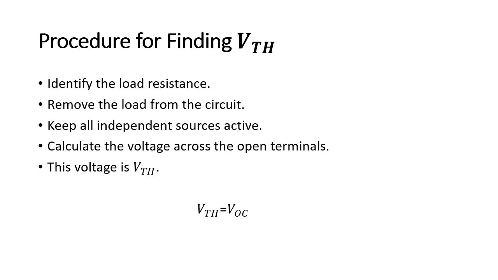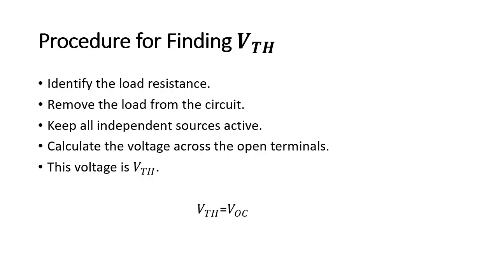First, we have to remove the load resistance. After removing the load resistance, we have to measure the voltage drop across the load terminal, which gives the open circuit voltage, also called Thevenin's voltage. After doing this, we have to redraw the circuit. After redrawing, we have to find the value of load current across the load resistance RL.